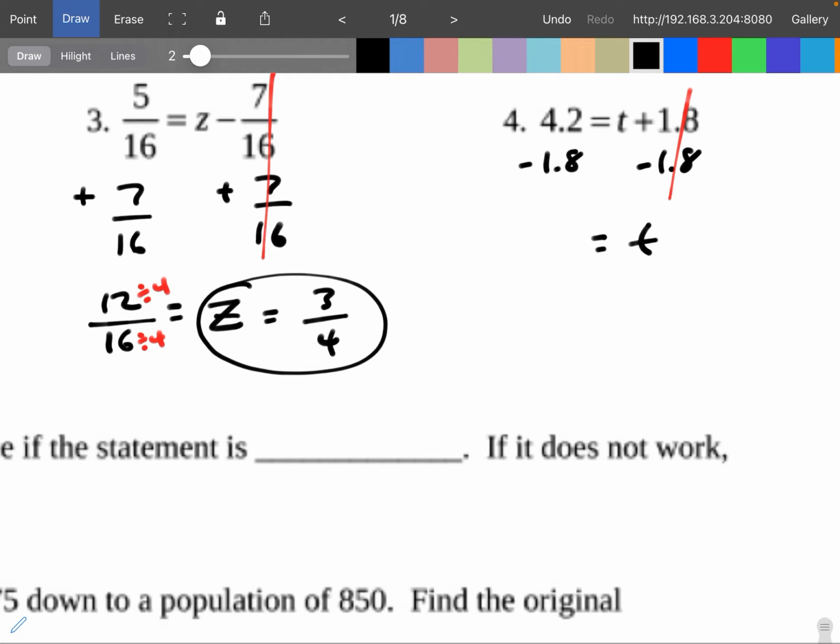And on the left-hand side, I got 4.2 minus 1.8. So let's see, that'd be 2.4? I think that's right, isn't it? So that'd be, yeah.